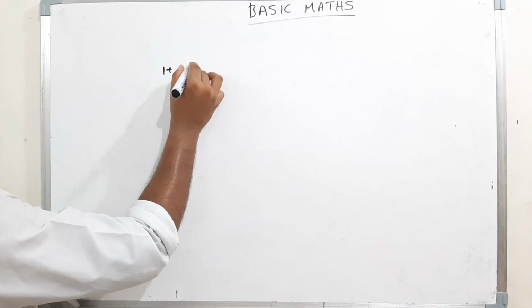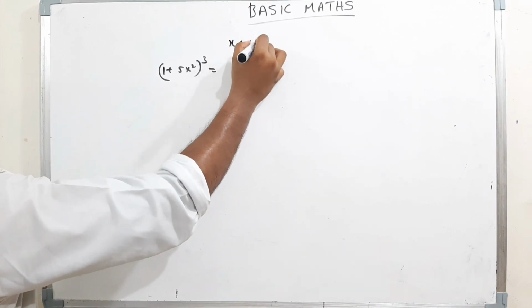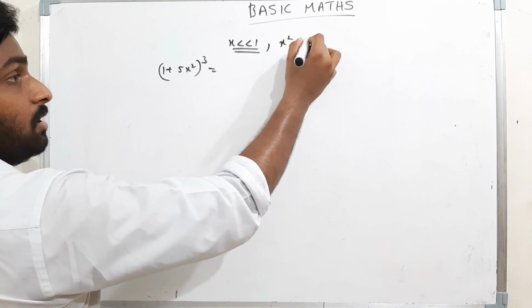1 plus 5x square whole power 3. Now they told to find it. They told x value is very less than 1. If x value is very less than 1, then x square value has to be very less than 1.